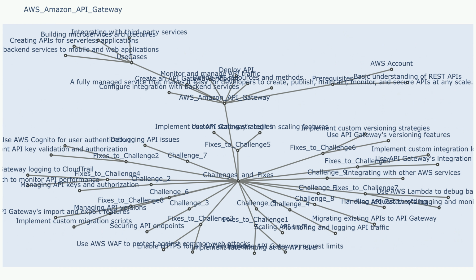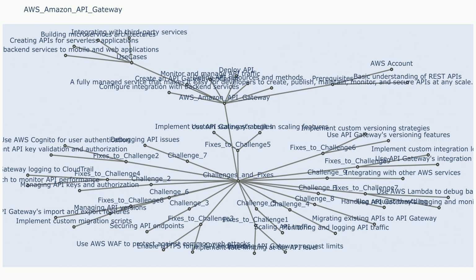Use AWS Shield to protect your API from DDoS attacks. Use API Gateway's custom domain mapping feature to create a custom domain name for your API. Challenge 4. Monitoring and logging API traffic.